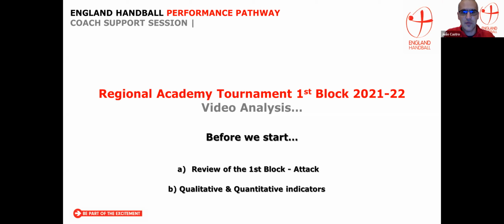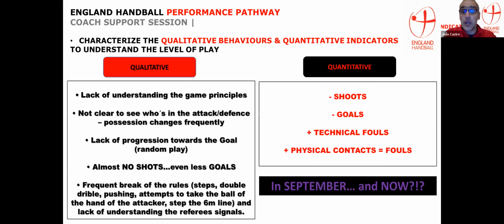So we said that in the regional academy of July there were not many shots, not too many goals, a lot of turnovers, a lot of technical fouls, and some physical contacts provoking some falls. So we saw all of this in the game. Remember? This was in September.